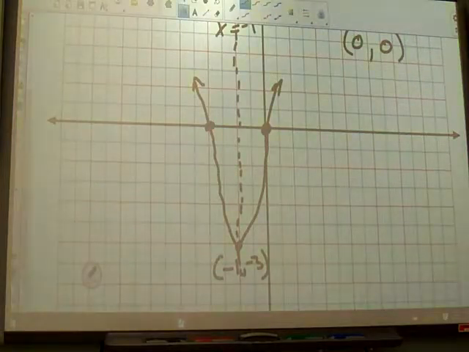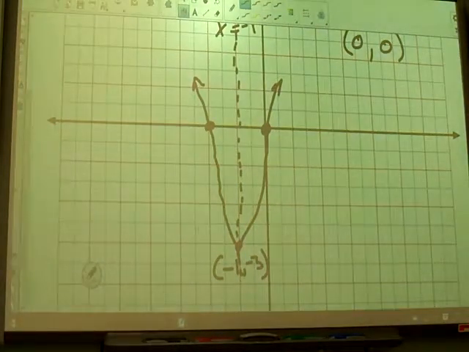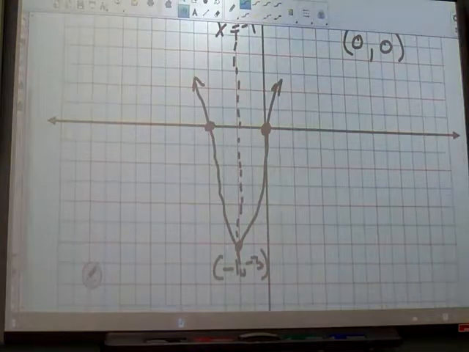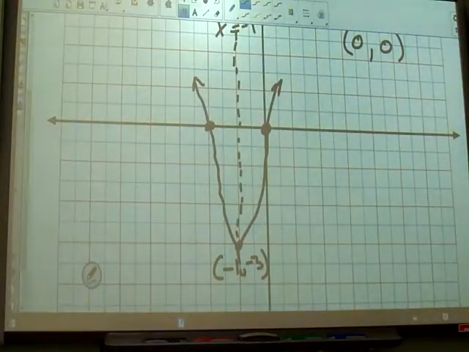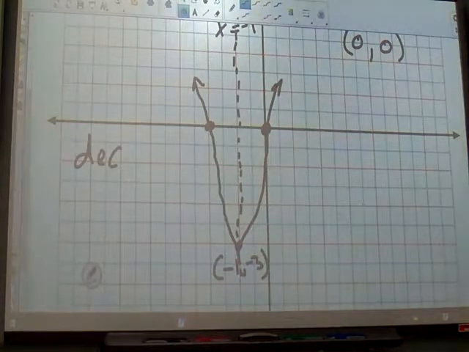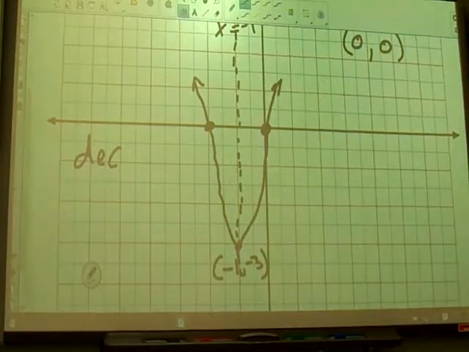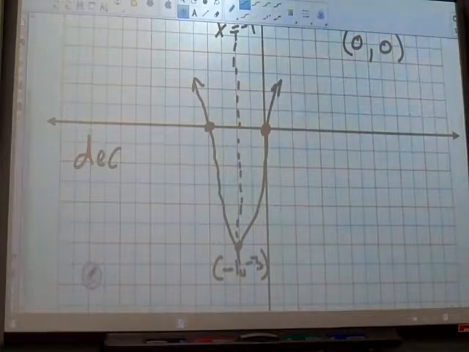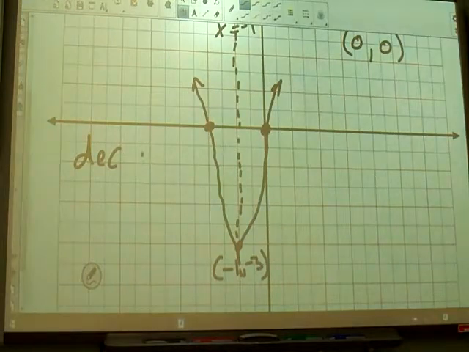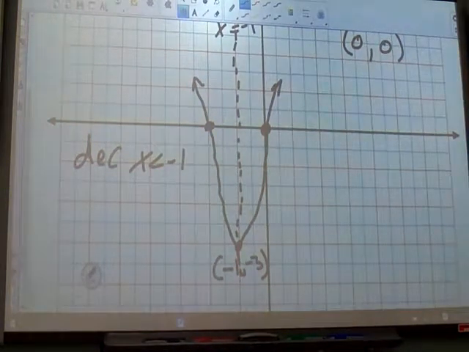When we talked about this in class, this was the problem I told you about when I was riding my bike. So if I get on the left side of that graph and I start riding my bike, I'm going downhill quick. So I am decreasing everywhere on the left side of that axis of symmetry. That axis of symmetry is -1. Left side of -1 would mean decreasing, x less than -1.